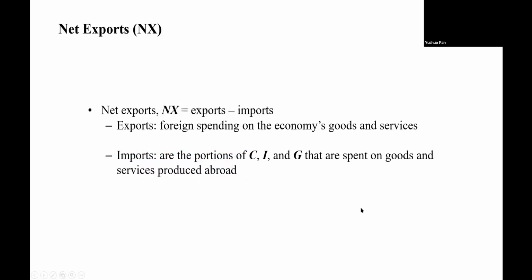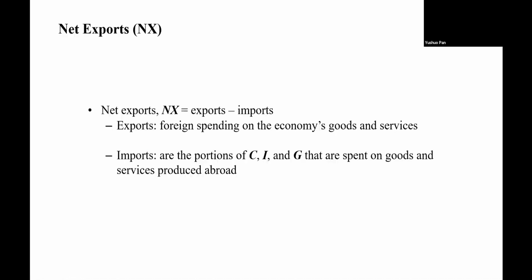The last part is net export. Net export equals export minus import. The export definition is foreign spending on the economy's goods and services. Imports are the portion of C, I, and G that are spent on goods and services produced abroad. So why do we need to minus the import when we talk about GDP?